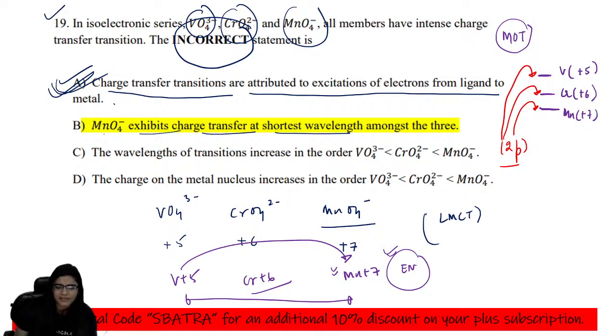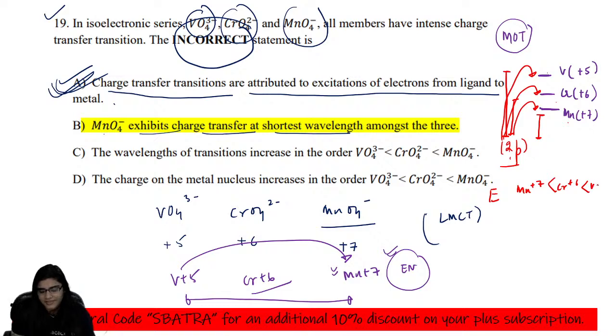This is how this will give electrons: 2p to Mn, 2p to chromium, 2p to vanadium. You can see this is the least energy, then this one, then this one. So this is the ligand to metal charge transfer spectra. If I arrange them in energy order, Mn7+ will have the least energy, then chromium 6+, then vanadium 5+. So this is the order of your energy.